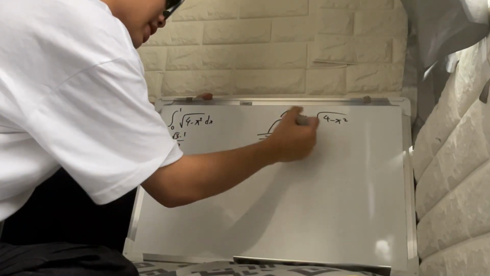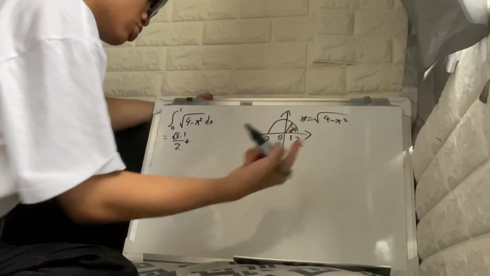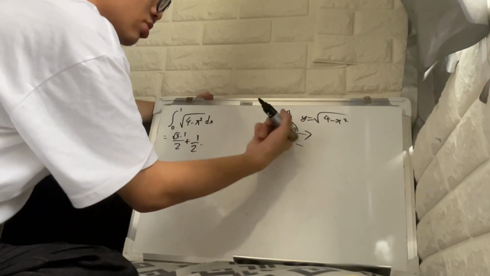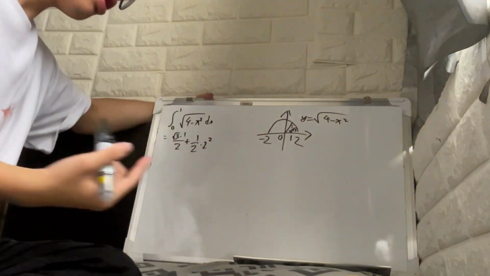And then the second one is this sector. This is the center. The area is 1/2 times the radius squared, and the radius of the circle is just 2. So 2 squared, and then multiply by our theta.